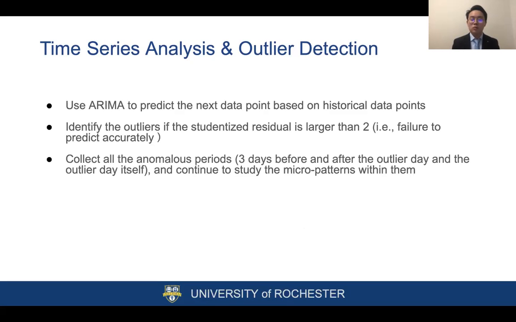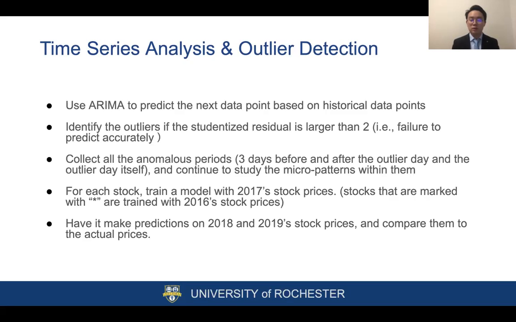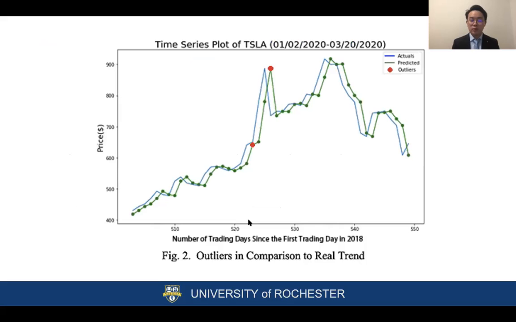For each stock, we train a model with either 2017 or 2016 adjusted closing prices and then use it to predict the stock's adjusted closing prices in 2018 and 2019. There is a sample prediction of Tesla and the outliers that we flagged. Basically, we considered 3 days before and after the outlier day as our anomalous periods, and then we continue to study these cases by training new models.